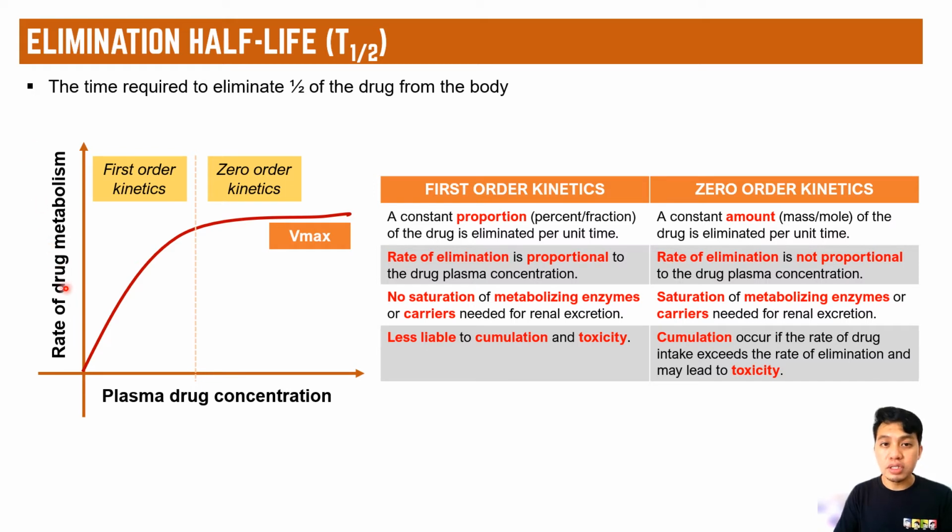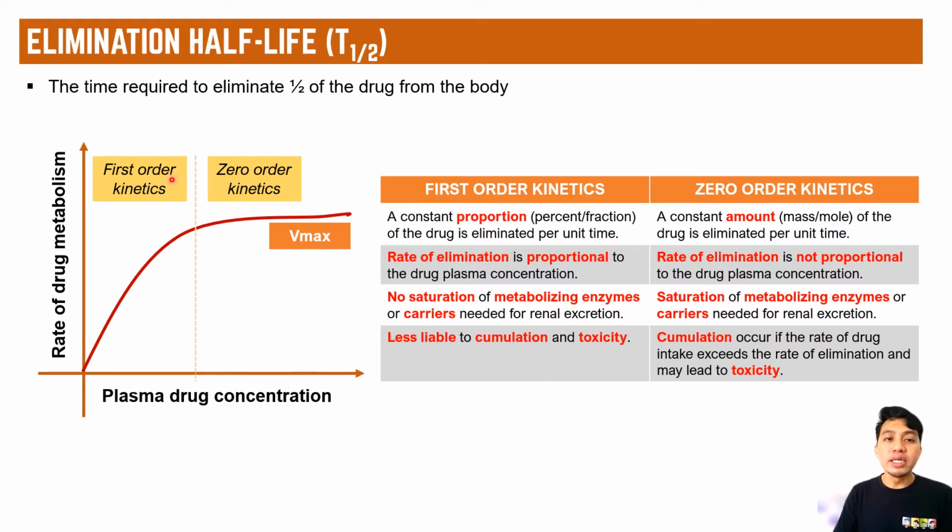Most drugs go through first order kinetics. Under certain circumstances, some drugs may enter zero order kinetics. Bear in mind that in first order kinetics, the rate of drug metabolism is proportional to the plasma drug concentration. The idea here is, as the plasma drug concentration increases, we are putting more enzymes to work, which in turn causes an increase in the rate of drug metabolism.